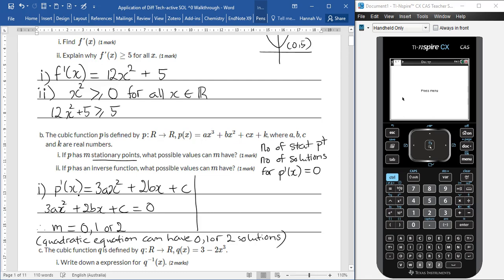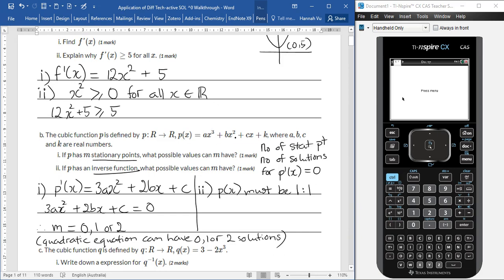The second part: if P has an inverse function, what possible values can m have? Okay, so if P has an inverse function, if you go back to what the requirement is for an inverse function, then you need P to be a one-to-one function. So P(x) must be one-to-one. So it needs to pass the horizontal line test, which means that if you draw a horizontal line, it should only cut the graph once.